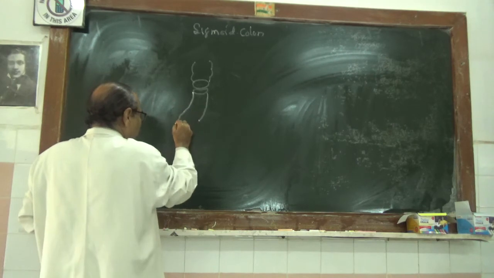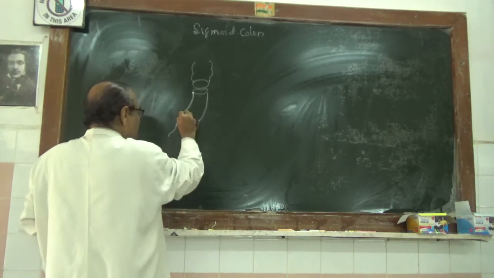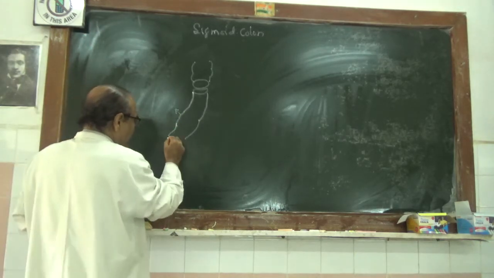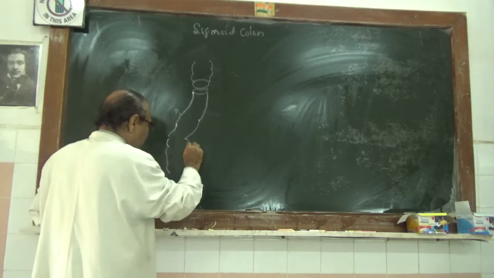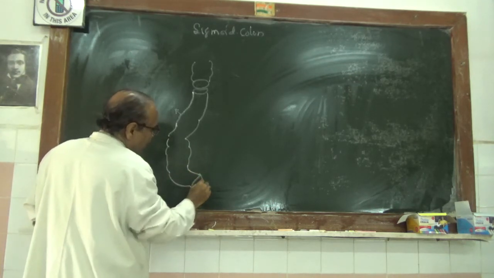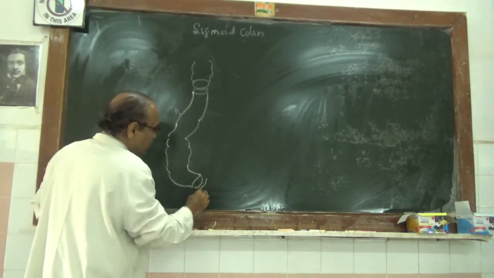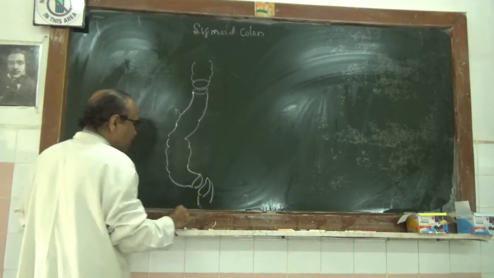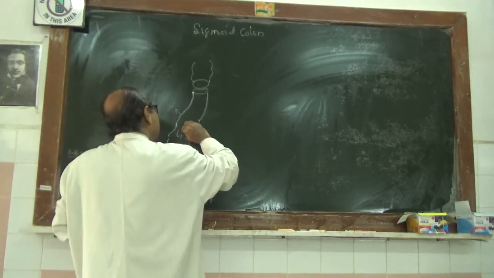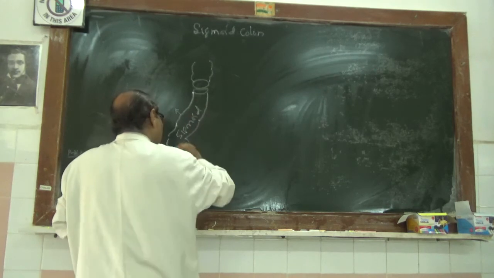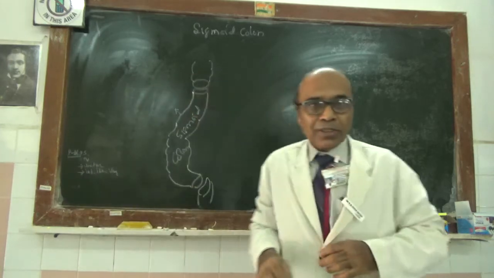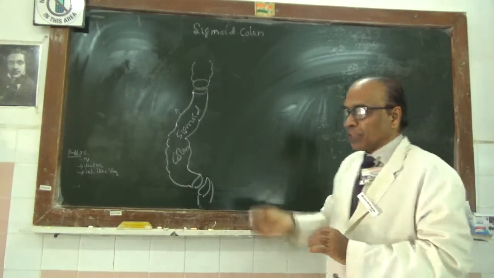with a little forward projection. So this is a downward and little forward projection. Then it goes straight down and back, to end in the upper part of the rectum. Now this sigmoid colon lies almost all in the left iliac fossa.